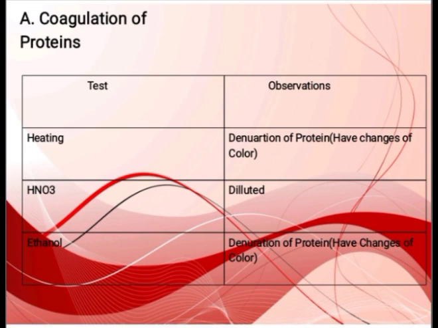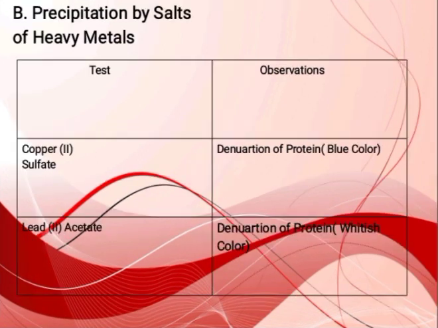The first data and result is coagulation of protein, where we test by heating, with HNO3 and ethanol. For the observation of heating, there is coagulation of protein with a change of color. With diluted HNO3, we have slightly no color change, and for ethanol there is coagulation of protein because a change of color happens.